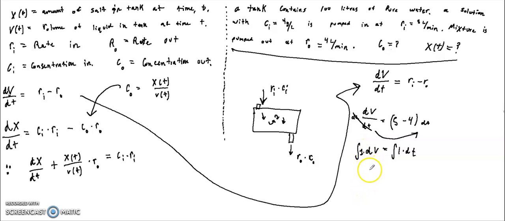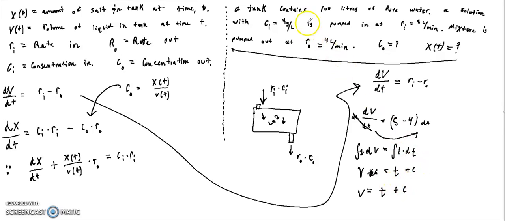So 1 integrated with respect to dv is just v plus c, and then 1 integrated with respect to t is just t plus c. And then this plus c can just absorb that plus c, so we get v equals t plus c. And well, what is plus c? Remember, plus c is our initial condition.